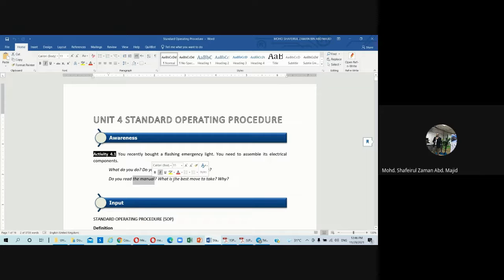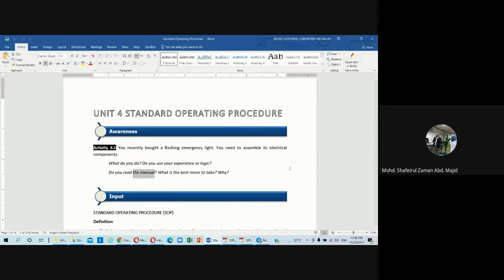So in this context, for example, if I don't have any background knowledge on how to assemble the electrical components, I'm going to refer to the manual. But let's say if I know how to work on it, then I will be using my own instinct or experience. Okay, so that is about standard operating procedure. But most of the time, it will be better if you refer to the manual or the SOP.